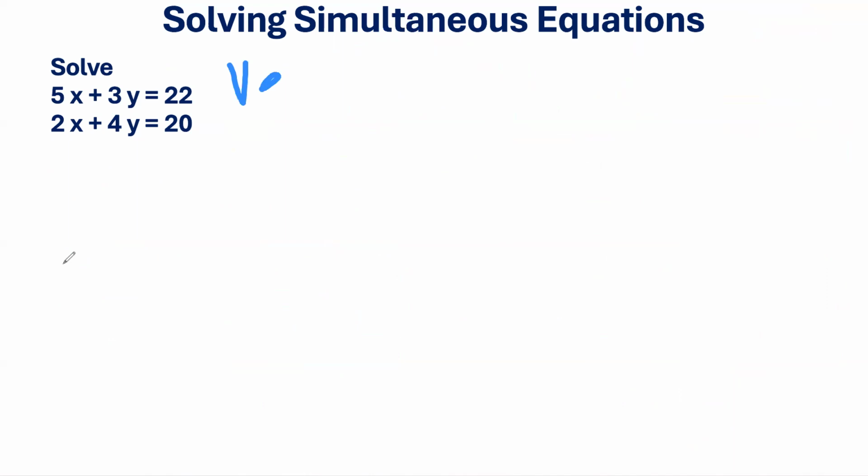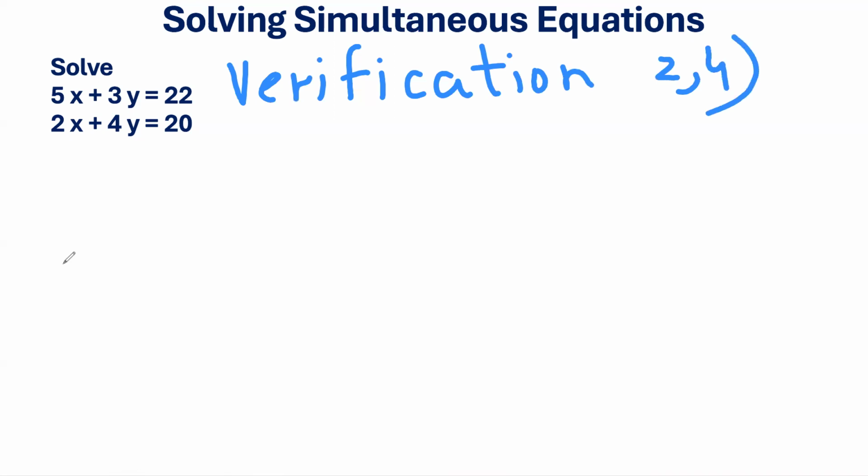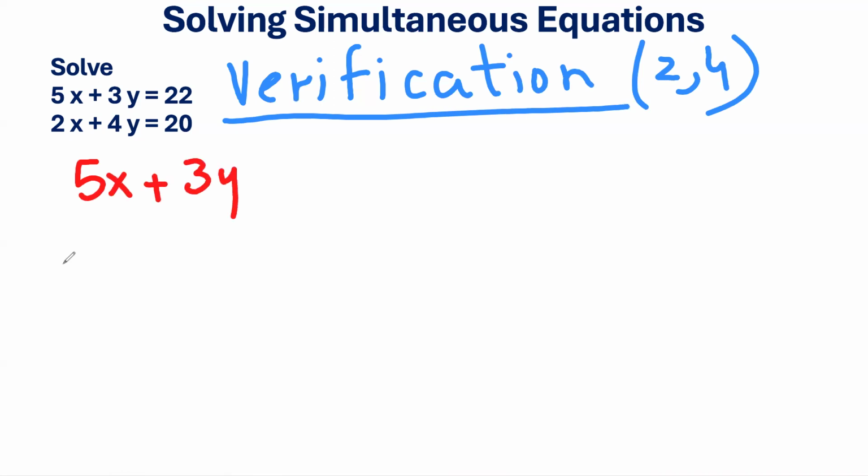This step is called verification, or checking your answer. You can use equation number 1 for verification or equation number 2. This time we are using equation number 1. What is equation number 1? 5x plus 3y is equal to 22. I'm putting x is equal to 2 and y is equal to 4.